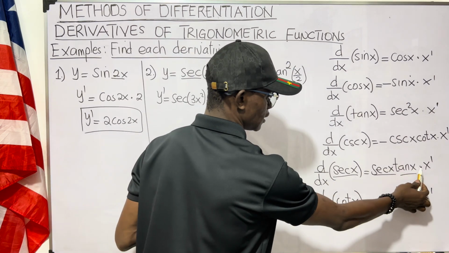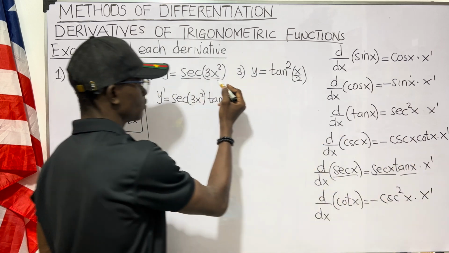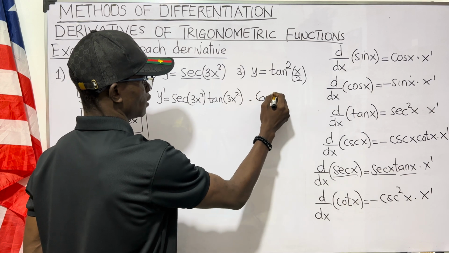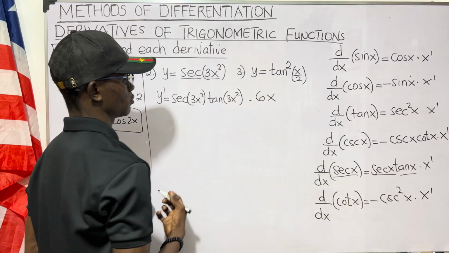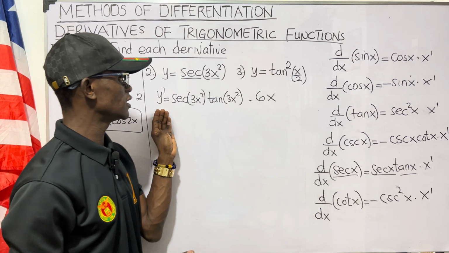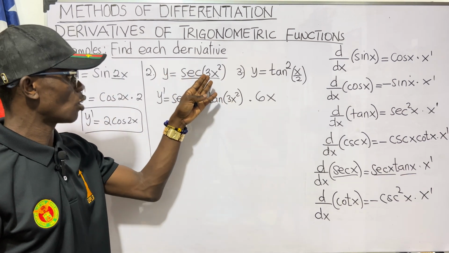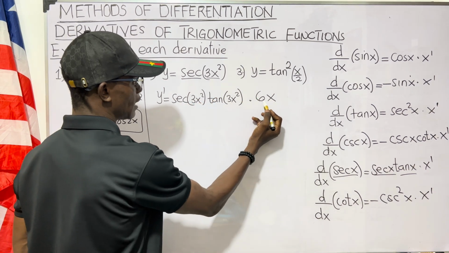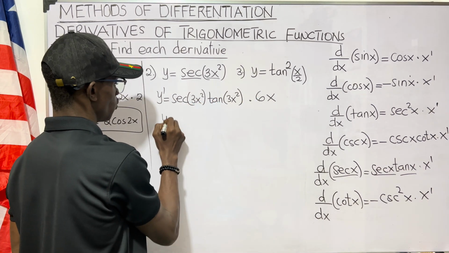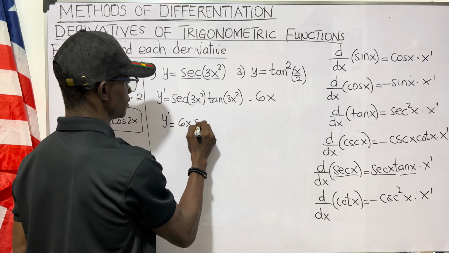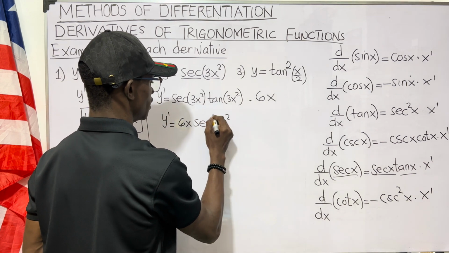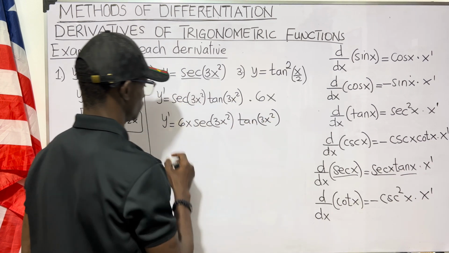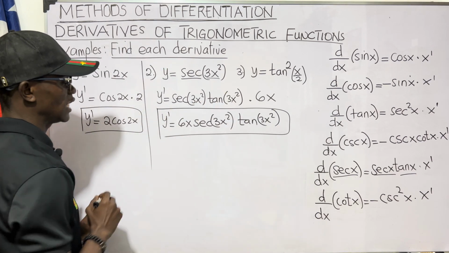Then the next thing is for us to differentiate the angle. So what is the derivative of this 3x squared? We say 2 times 3 is 6, x, we subtract 1 from this power, it is just 1. So we've now differentiated the trigonometric function secant of 3x squared. So we can simplify this. 6x comes in front. You don't multiply this 6x by the angle. So y prime equals 6x secant of 3x squared tangent of 3x squared. So we're done with this. Let's move to the next one.